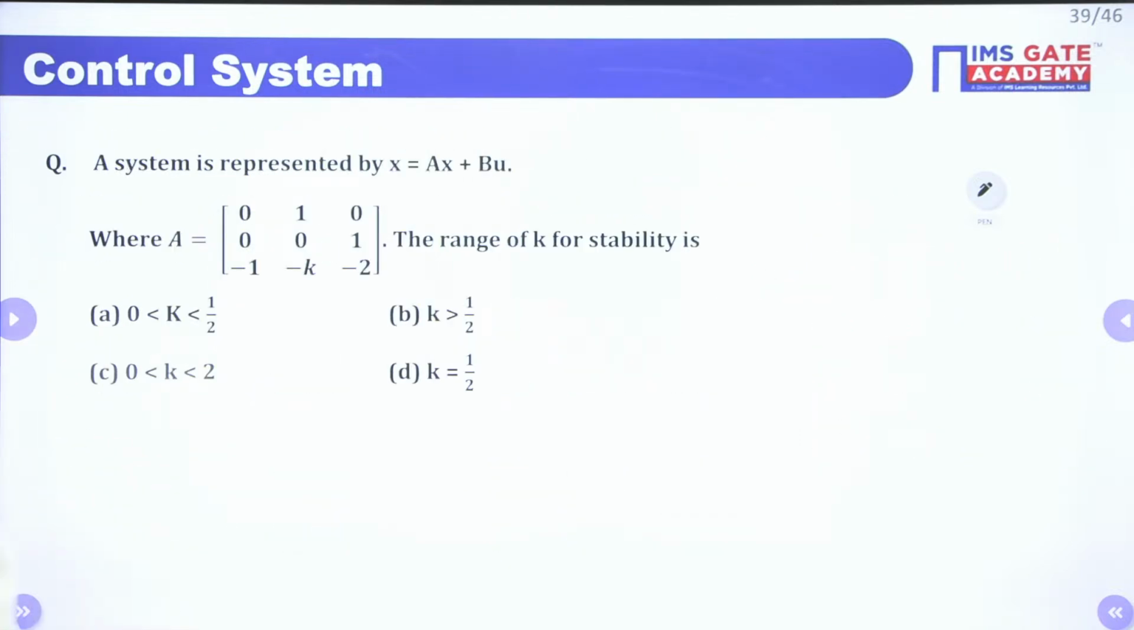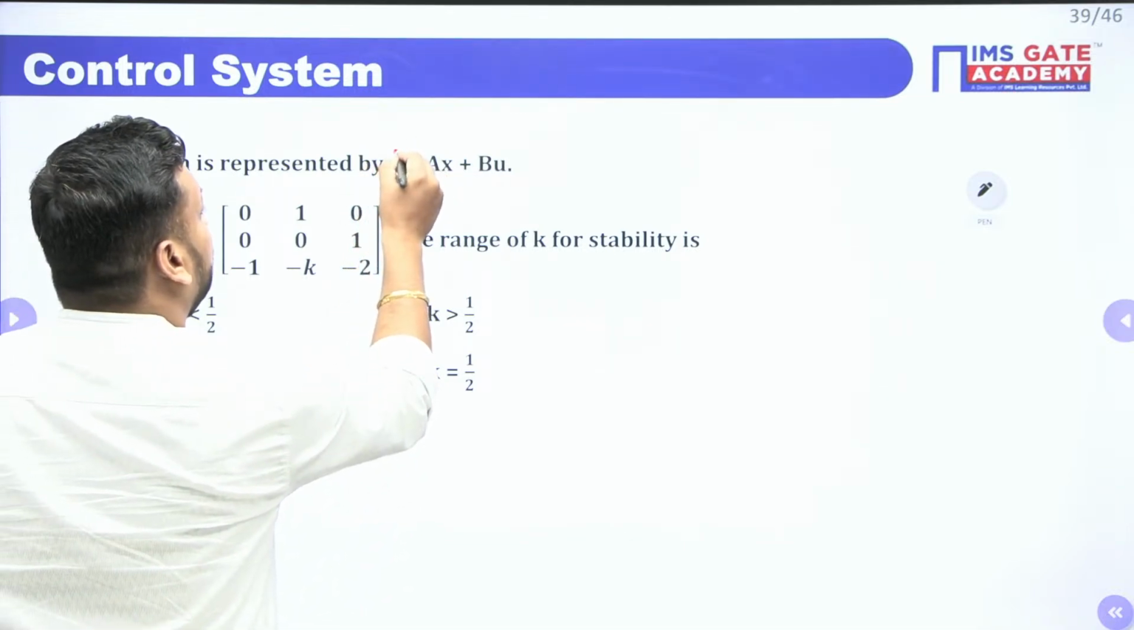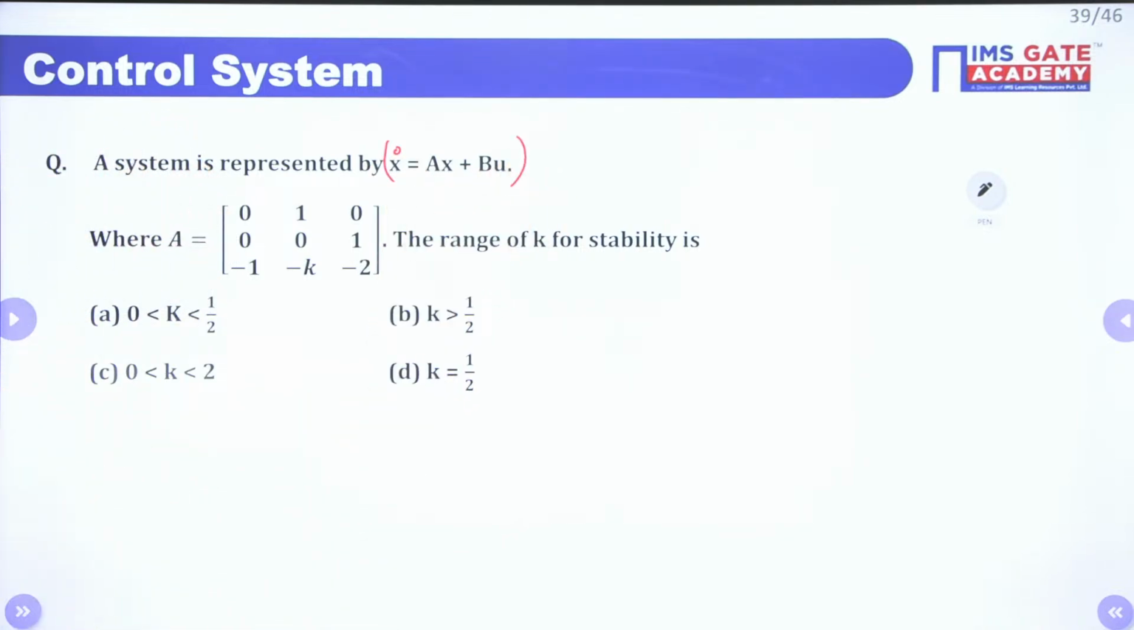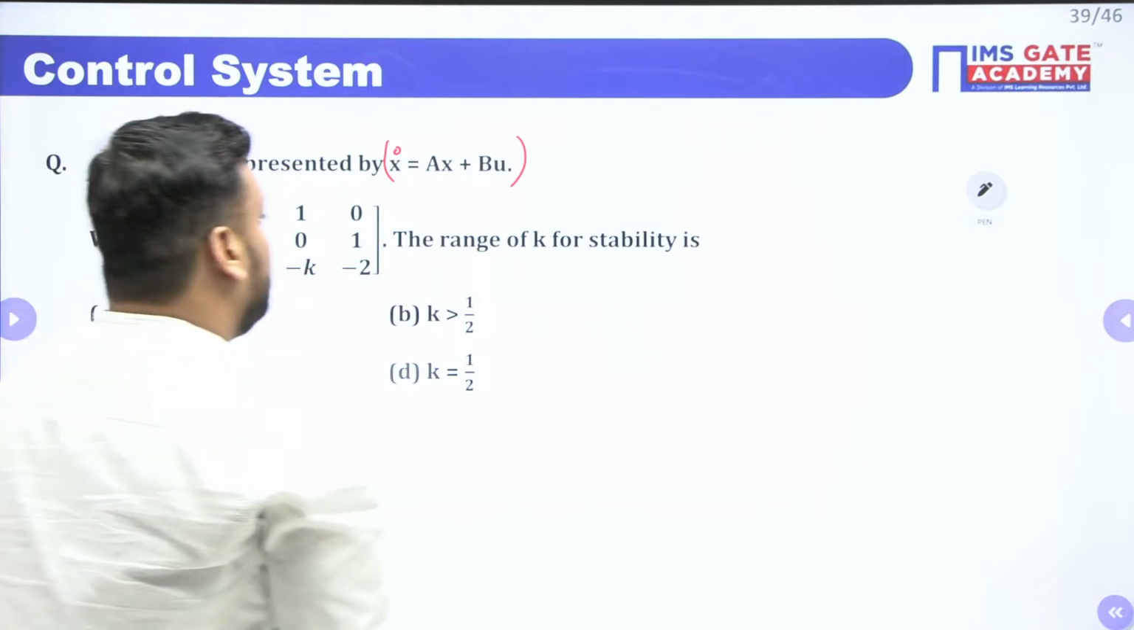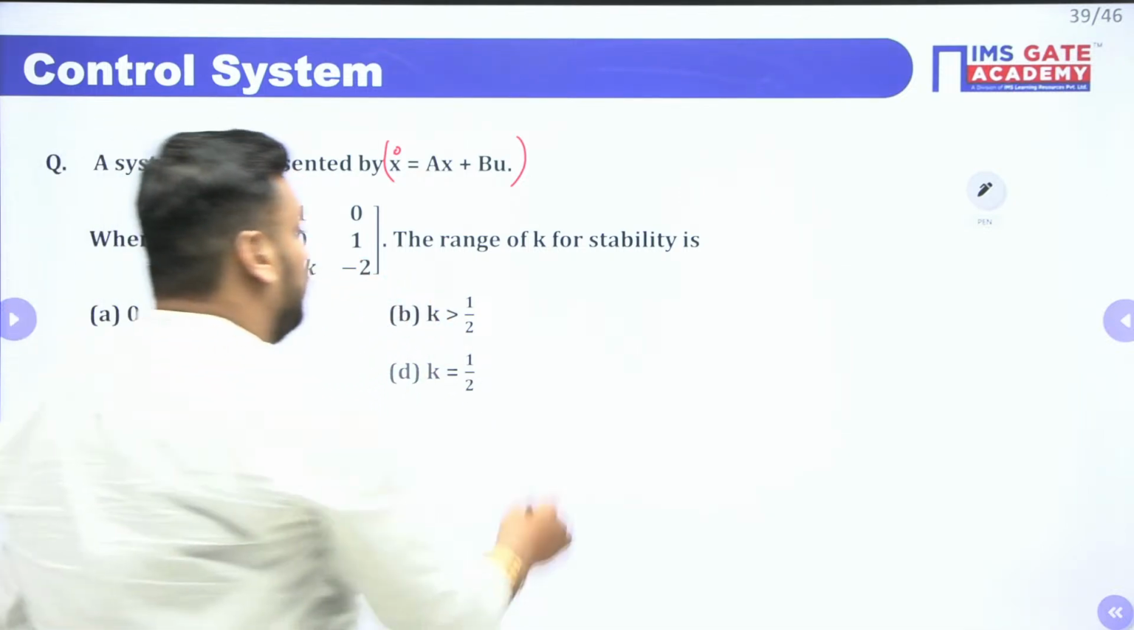Chalo, for next. Now here the system is represented by x dash equal to Ax plus Bu, where A equal to [0, 1, 0; 0, 0, 1; -1, -K, -2]. Find the range of K for stability. Tell me, guys, what is the stability? You have to find the determinant of sI minus A.